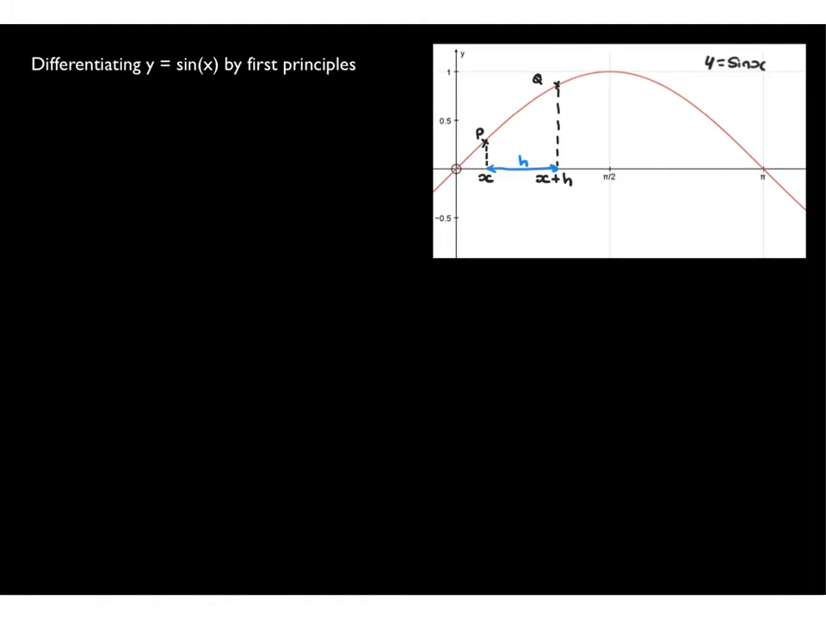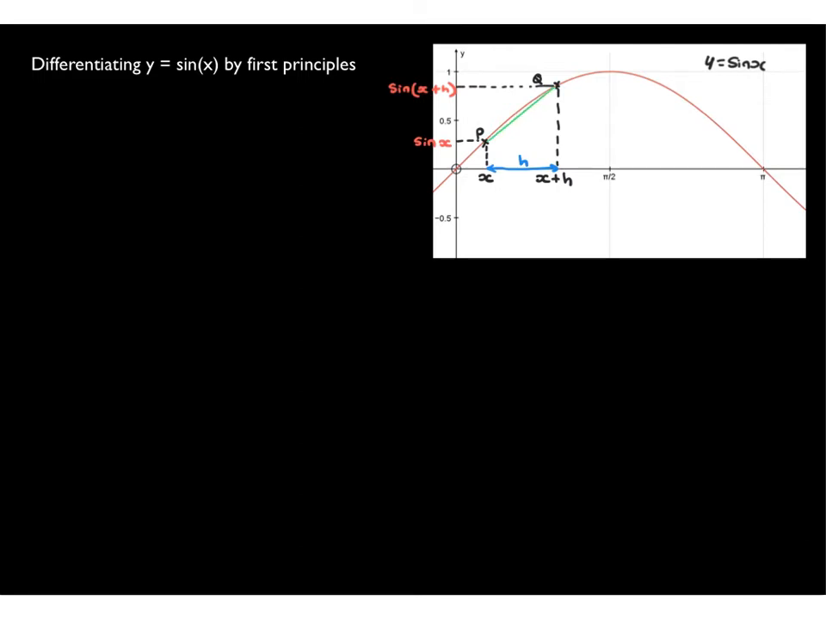Now, what about some y-coordinates? Well, the function is y equals sine x, so the y-coordinate of P is going to be sine x, and the y-coordinate of Q is going to be sine of x plus h. Now, our next step is to draw a chord joining point P to point Q, like that.